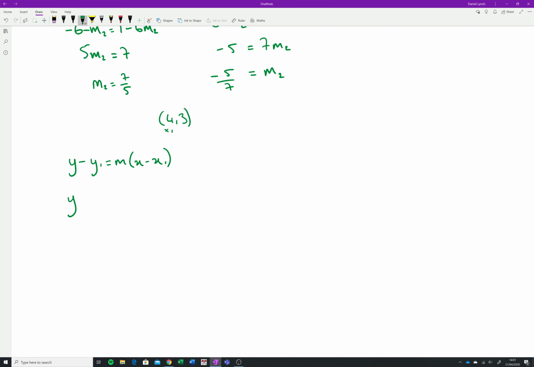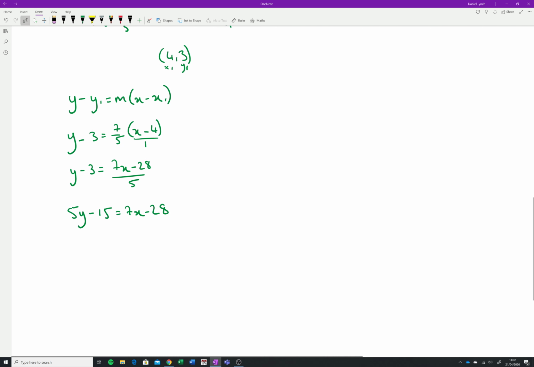So that's our x1 and our y1. y - 3 is equal to, we'll take 7/5 first, times (x - 4). I think if we just call that over 1, 7x - 28 all over 5, and then multiply both sides by 5. 5y - 15 is equal to 7x - 28. And now you can finish it whatever way you want. We'll just say 0 is equal to 7x - 5y. What's this going to be? We add 15 to both sides. Excuse me, we get minus 13.